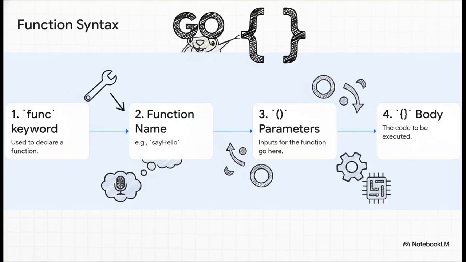Let's break that syntax down piece by piece. Every single function in Go starts with the func keyword. That's how Go knows you're about to define a function. Right after that comes the name you give it. In this case, sayHello. Then you have these parentheses. That's where you put your parameters, and we'll talk more about that in just a second. And finally, you have the curly braces, which wrap the function body. That's the actual code that's going to run when you call the function.